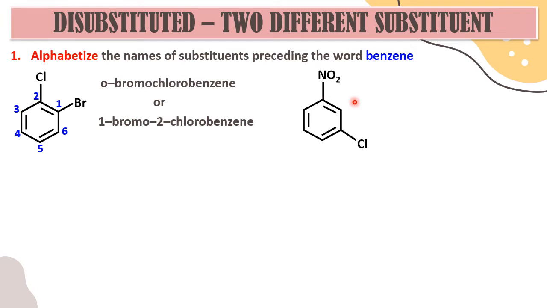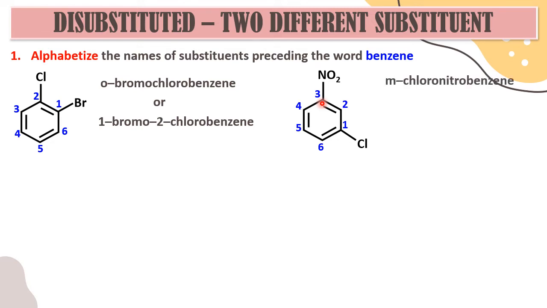Over here, we have a nitro group and chloro. Between N and C, C will come first. So that's why we're going to put chlorine as carbon number 1. And then we're going to go anti-clockwise so that our nitro group over here will get the lowest number possible. So it will get number 3. A 1-3 combination will give us a meta position.